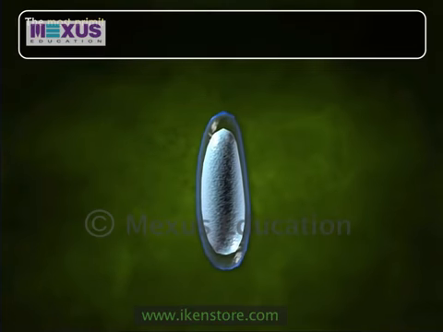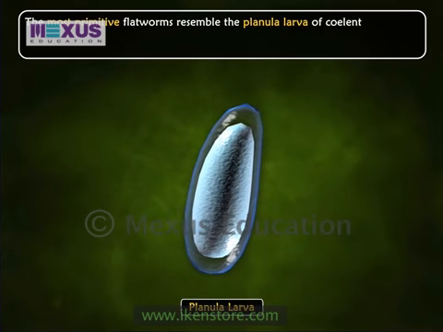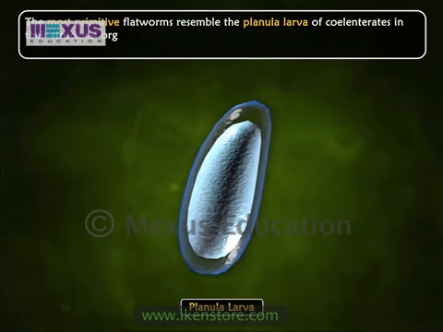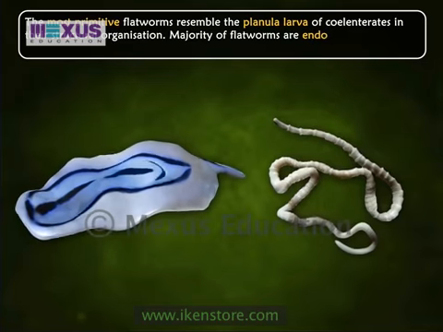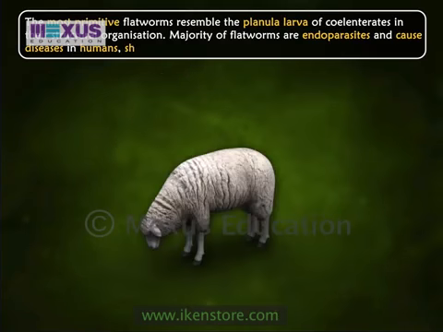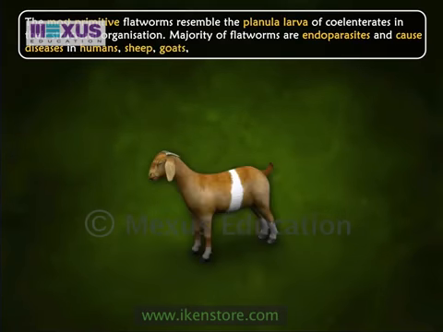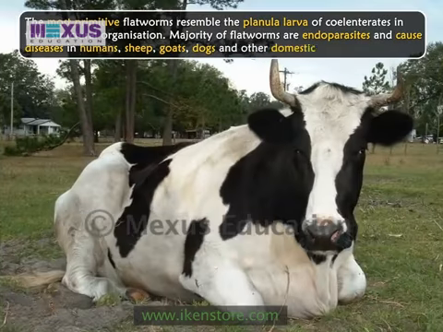The most primitive flatworms resemble the planular larvae of coelenterate in their structural organization. Majority of flatworms are endoparasites and cause diseases in humans, sheep, goats, dogs, and other domesticated animals.